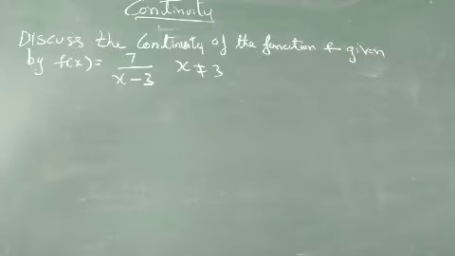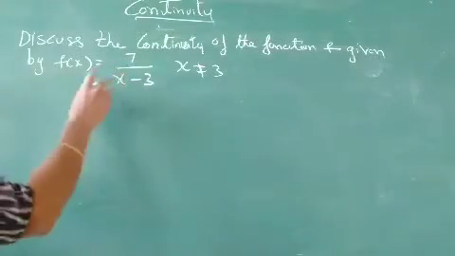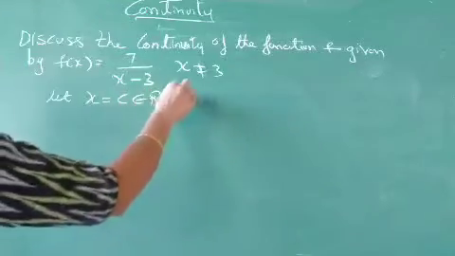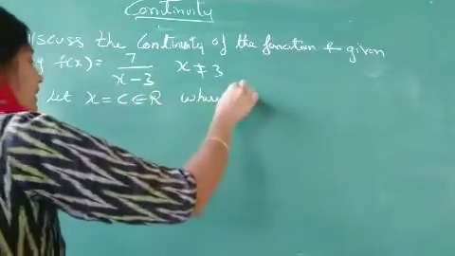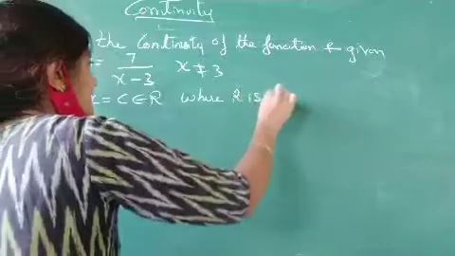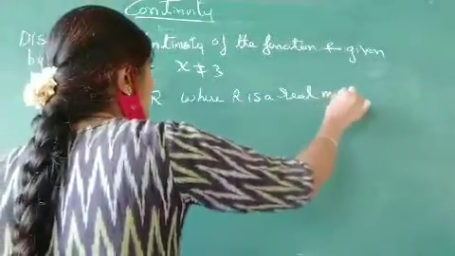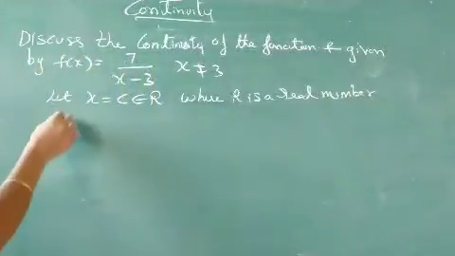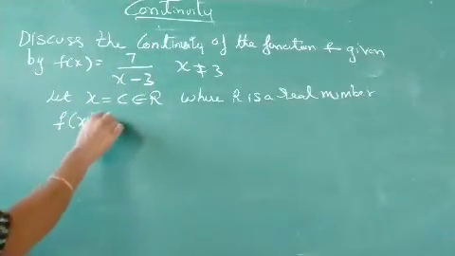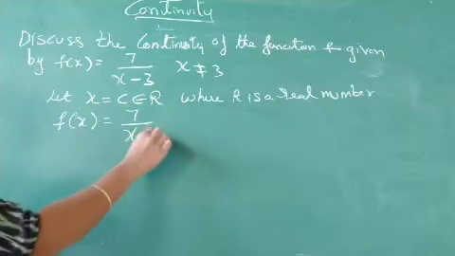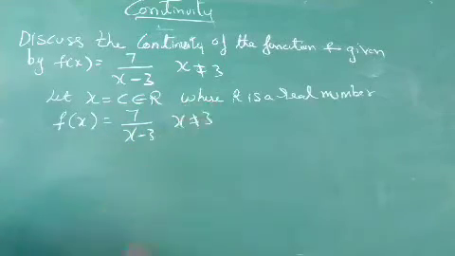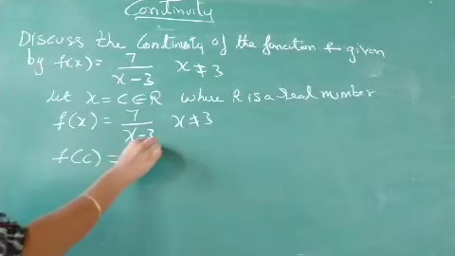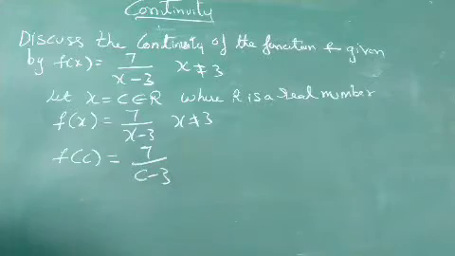They have not given any points. That's why we will take, let x is equal to c, which belongs to R, where R is a real number. Let us take f of x is equal to 7 divided by x minus 3, where x is not equal to 3. Then find f of c. F of c is equal to 7 divided by c minus 3.